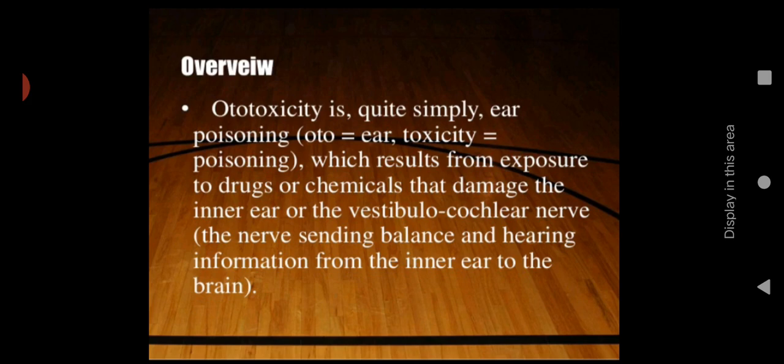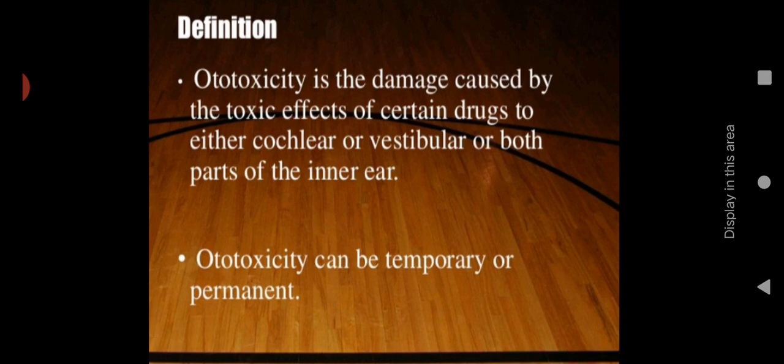So this is an introduction to ototoxicity. Let us see the definition. Ototoxicity is the damage caused by the toxic effect of certain drugs to either the cochlear or vestibular part, or both, of the inner ear. These two parts function in balancing and hearing, as we discussed in previous classes. So both functions are taken care of by the inner ear.